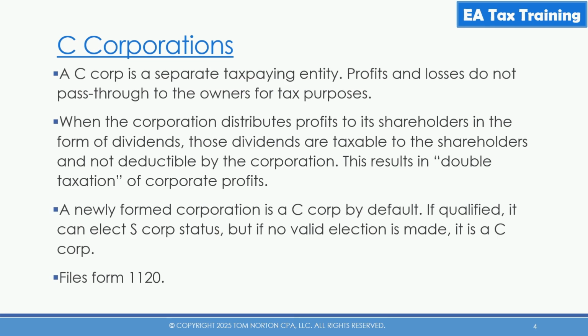A newly formed corporation is a C corp by default. So if you go to the Secretary of State's office, you form a corporation, you don't file anything with the IRS, then you will be taxed as a C corporation by default. Of course, you have the option to elect to be taxed as an S corporation if you meet the qualifications. And of course, we'll talk about S corporations in our next video. The C corporation, though, files their tax return on Form 1120.